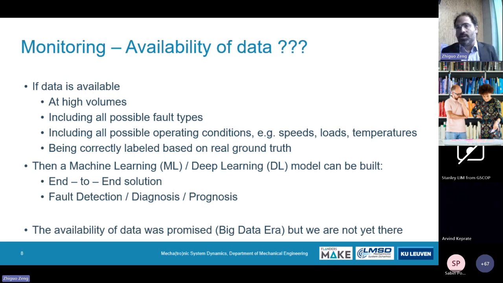Unfortunately, the availability of data was promised. The last 20 years, we are talking about the big data era, etc. But finally, we are not yet there. So practically, we don't have correctly labeled data, which covers all the volumes, all the fault types, etc.